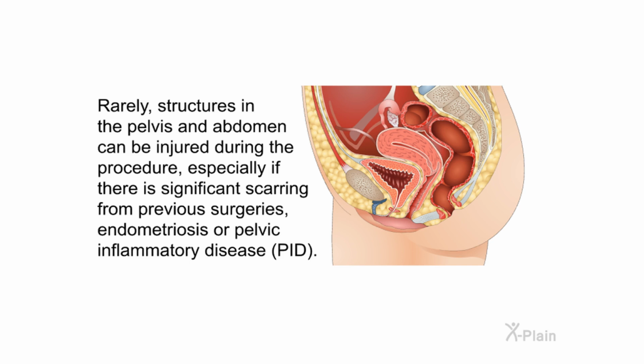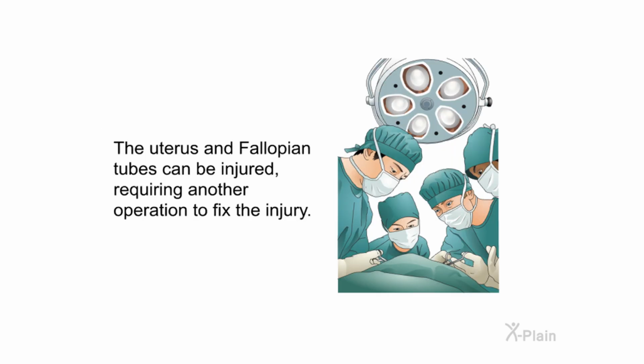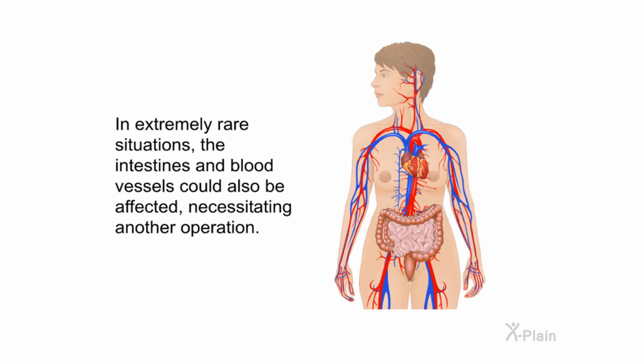Rarely, structures in the pelvis and abdomen can be injured during the procedure, especially if there is significant scarring from previous surgeries, endometriosis, or pelvic inflammatory disease, PID. The uterus and fallopian tubes can be injured, requiring another operation to fix the injury. In extremely rare situations, the intestines and blood vessels could also be affected, necessitating another operation.